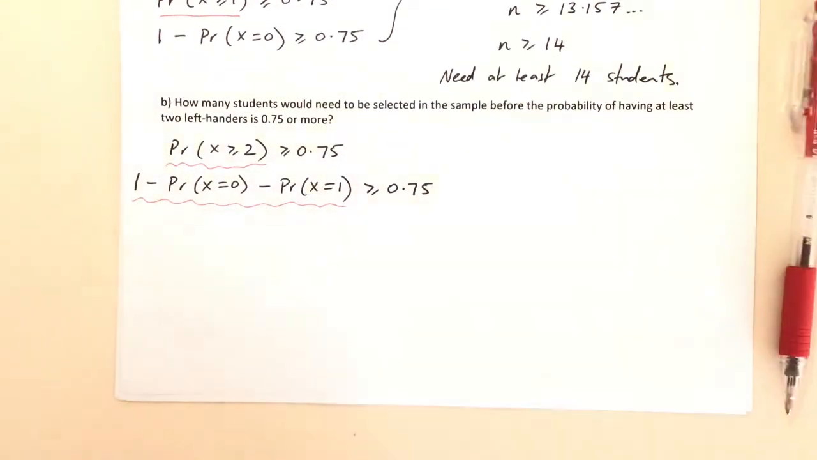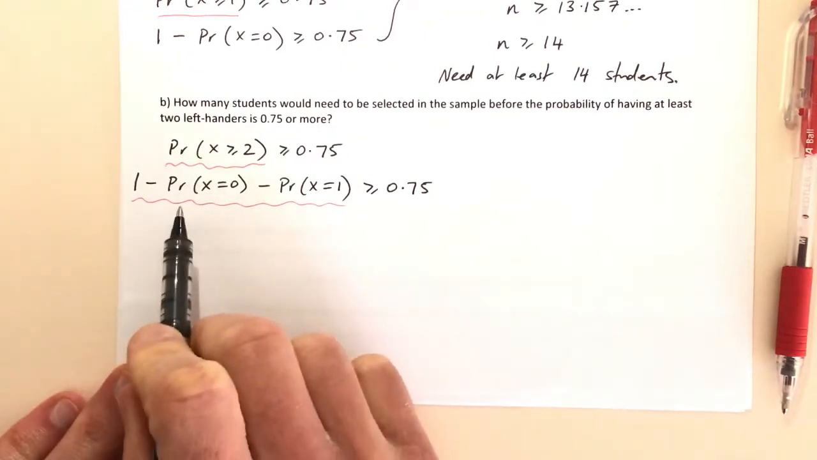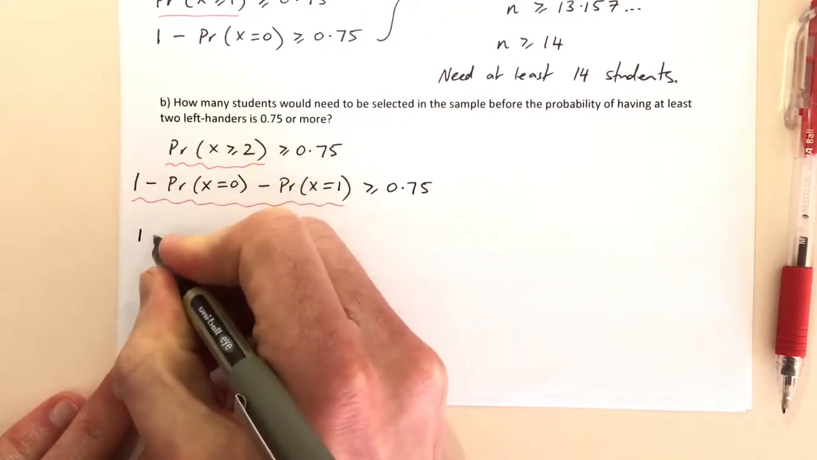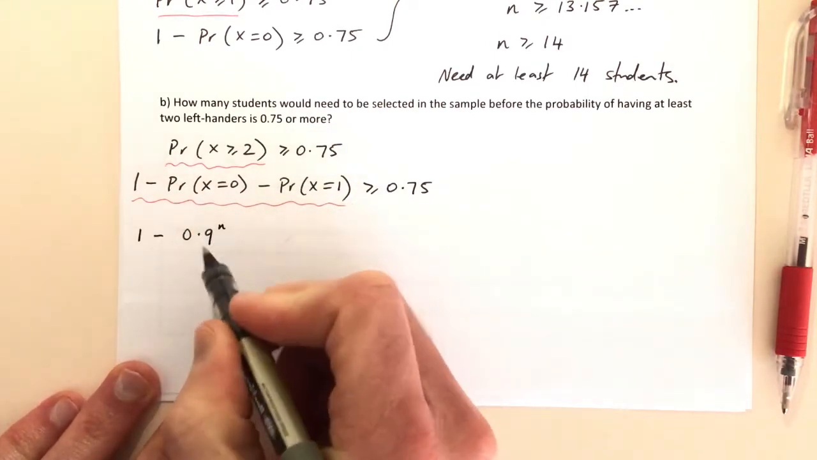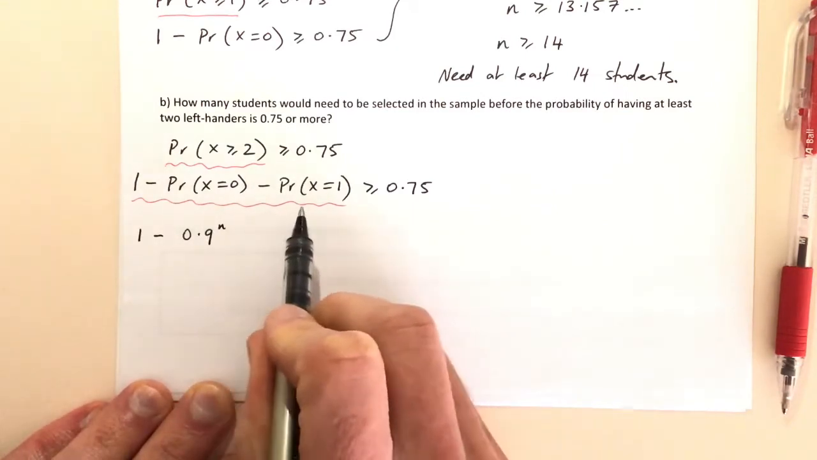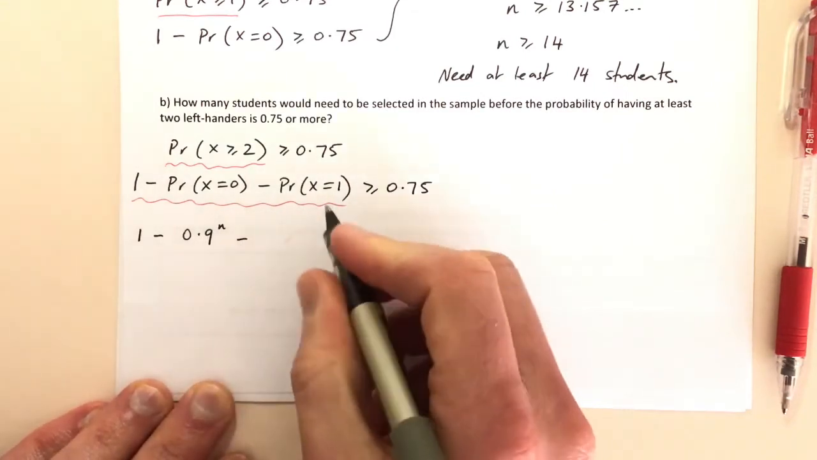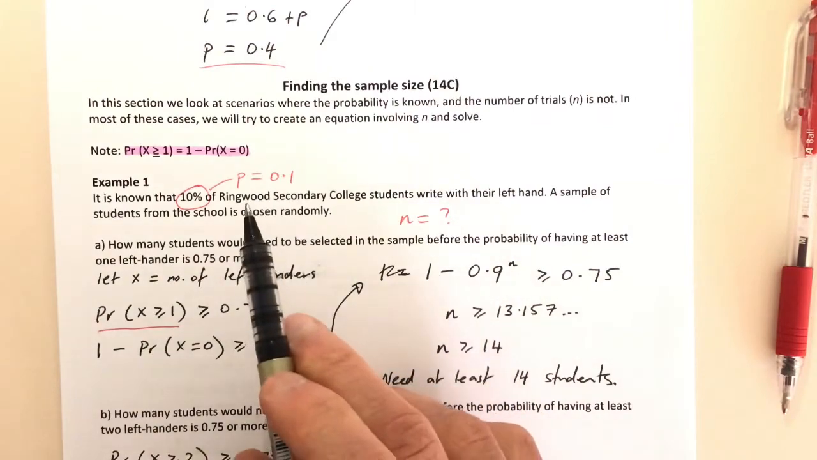to this. Now, we already know from the previous question how to represent the probability that x is equal to 0. That's just 0.9 to the power of n, right? This is where we want all failures. We want all non-left-handers. This one's a little bit trickier. The probability that x is equal to 1, well, that means we want 1 success, right? Now, we have n, remember that we have n trials, and the probability of success is 0.1.